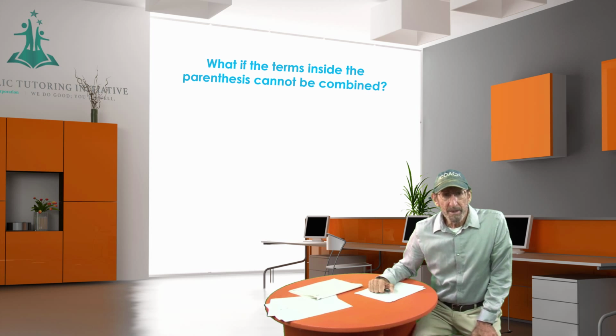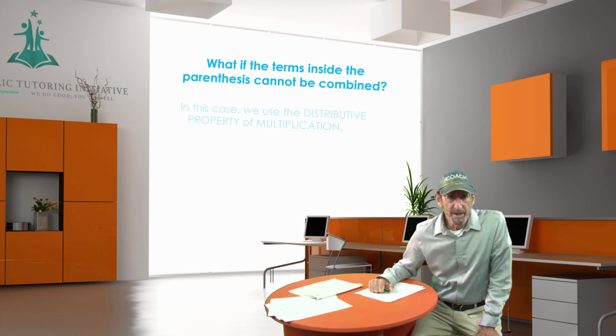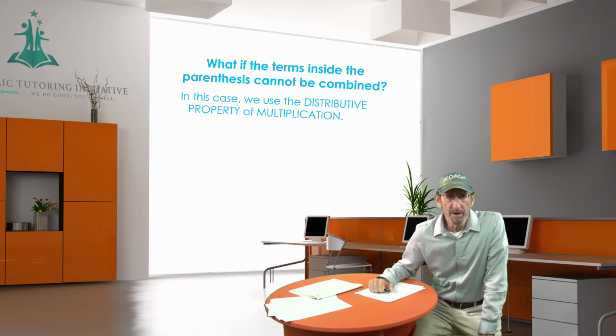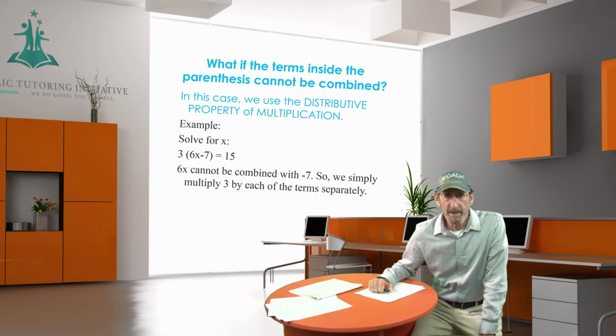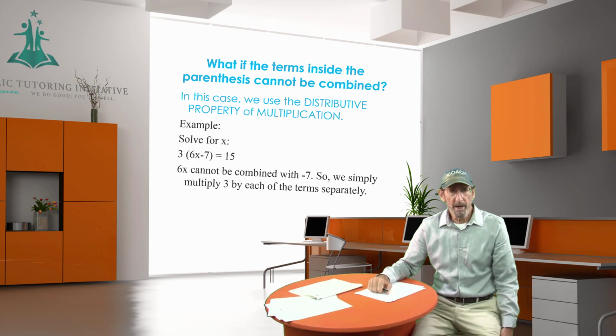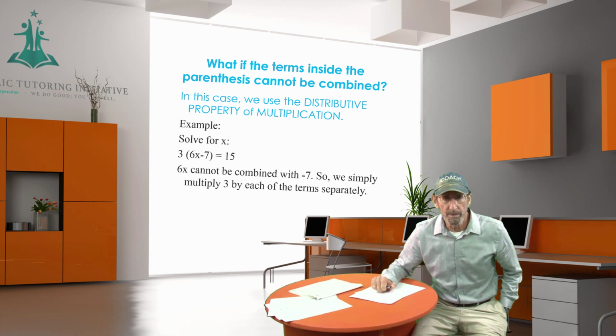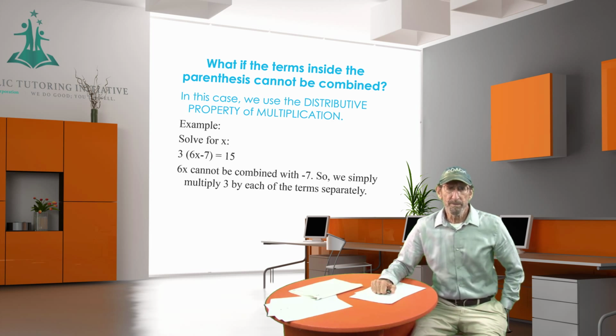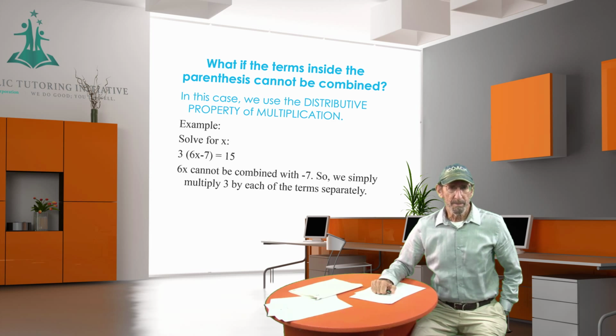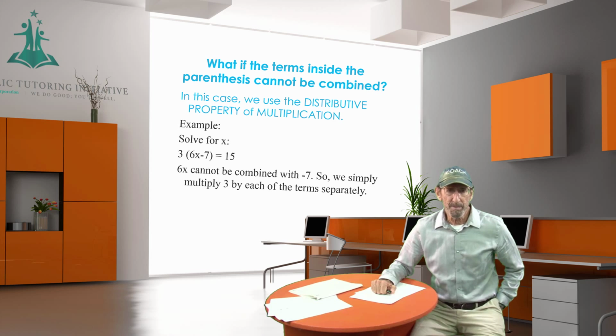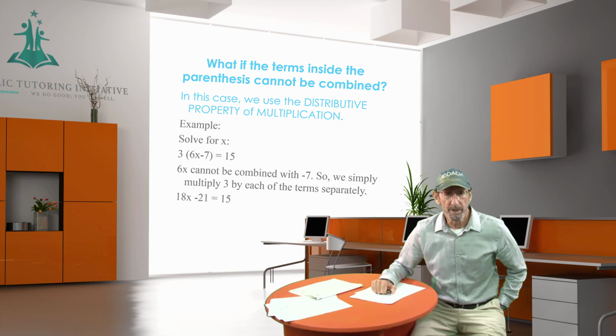But what if the terms inside the parentheses can't be combined? Then we use the distributive property of multiplication. For example, let's solve this for x. 3 times the quantity 6x minus 7 equals 15. 6x cannot be combined with negative 7, so we have to use the distributive property to get rid of the parentheses. When we use the distributive property, we simply multiply 3 by each of the terms inside the parentheses separately. Here's what we get. 18x minus 21 equals 15. And you know what to do from here.